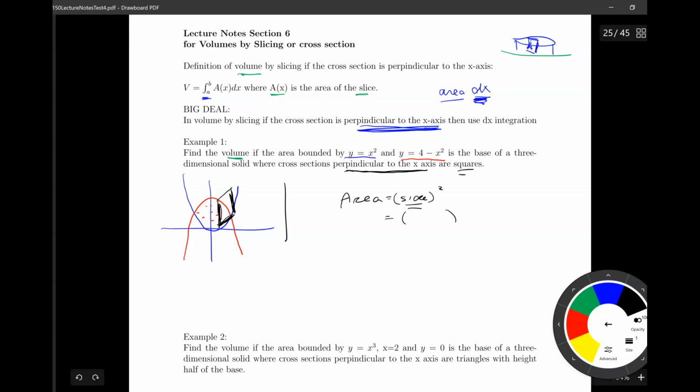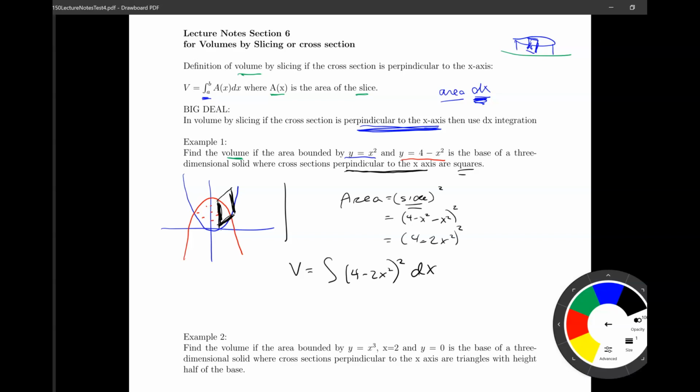So the length of the side is from here to here. The top function is the red, 4 minus x squared, and the bottom function is the blue, x squared. So that's the side length, and I square it. So simplifying, I get 4 minus 2x squared, squared. That's the area of the slice. So to find the volume, I take the integral of the area and give it thickness, and that gives me the volume.